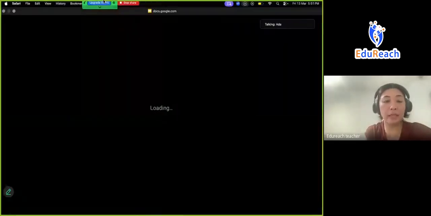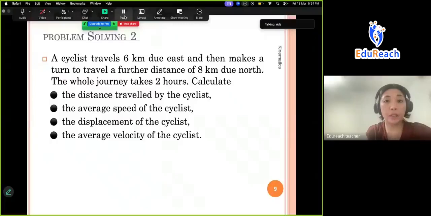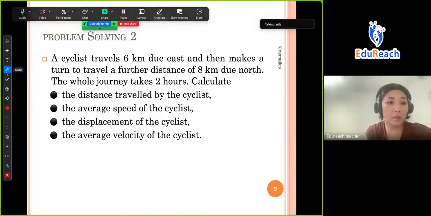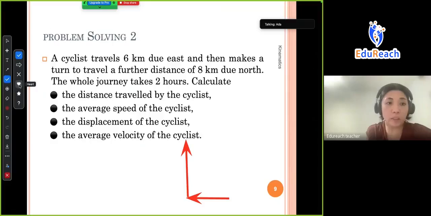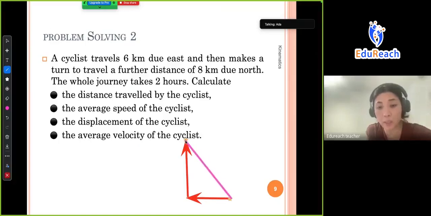Right. So when he is traveling east and then north, what he is eventually going to make is some sort of a right angle triangle. First, he travels 6 kilometers east, denoted by this red arrow, due east. And then he travels north 8 kilometers, up here. I'm going to annotate where he starts and where he ends with a star. That means his resulting displacement is this pink line, where he starts and where he ends. The length of this pink line is therefore his displacement.